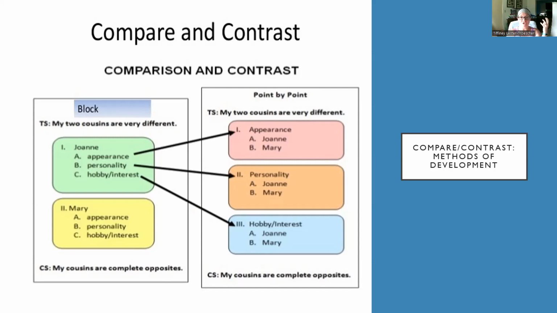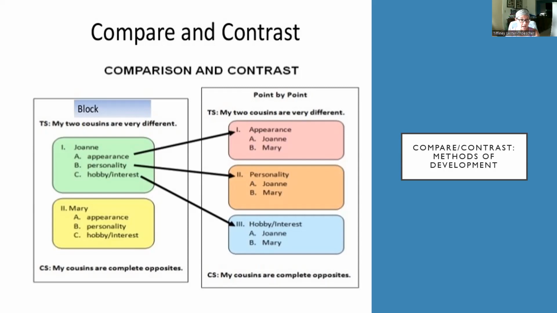So when she talks about Joanne's appearance, personality, and hobbies and interests, when she then switches over to talk about Mary, it's going to be clear that Mary's appearance, she's going to show us how it's different than Joanne's appearance. She's going to show us how Mary's personality is different than Joanne's personality, how Mary's hobbies and interests are different than Joanne's hobbies and interests. So because she is focusing on the same exact 3 ideas in each section, it is a true contrast.